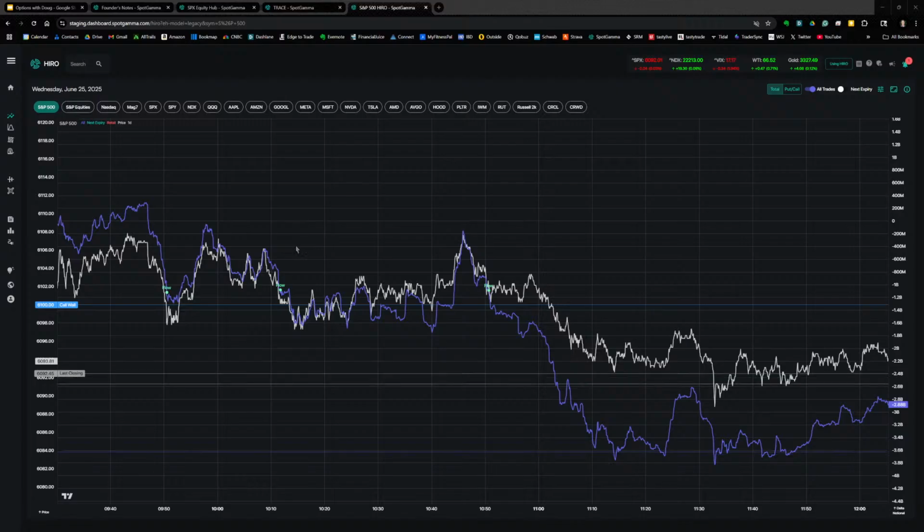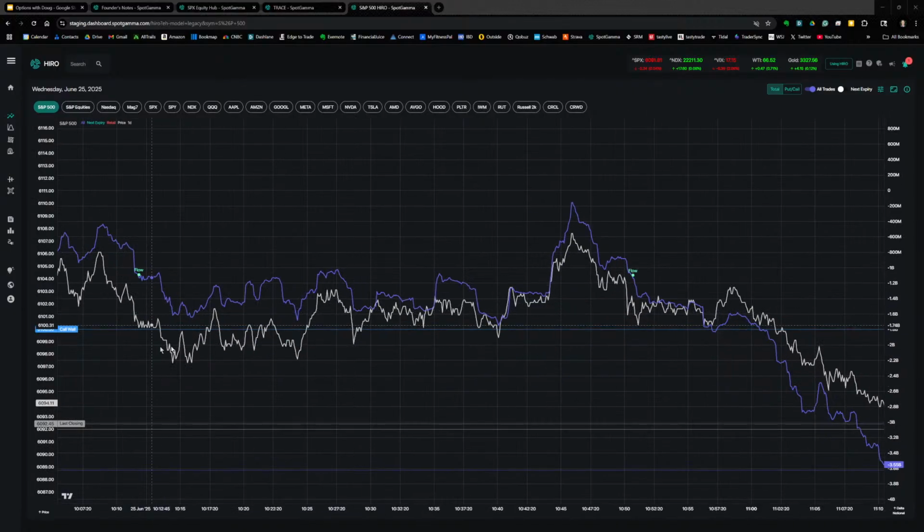And generally, the HERO signal is negative for today, delta notional negative right now at minus 2.88 billion. So that's decent size. Delta notional is negative. All right, let's zoom in on this just a little bit.